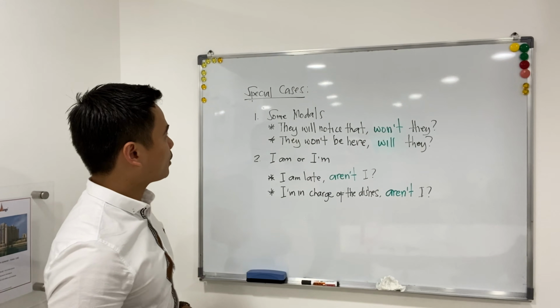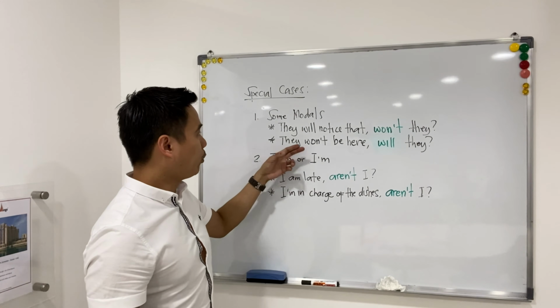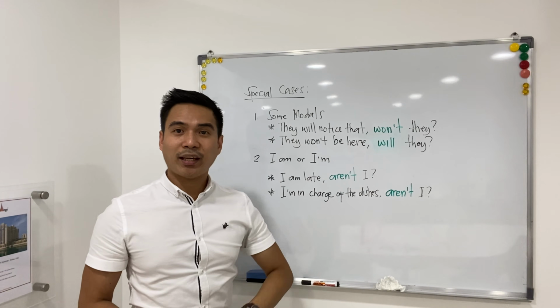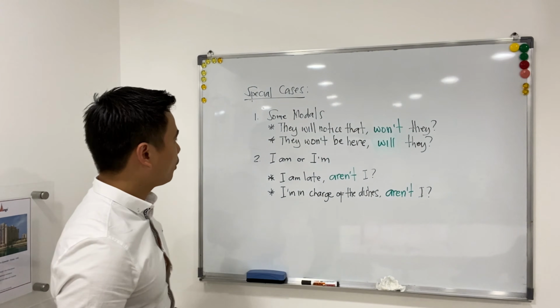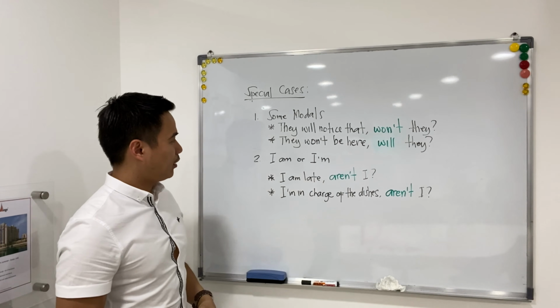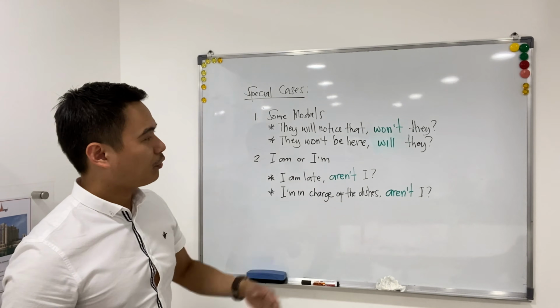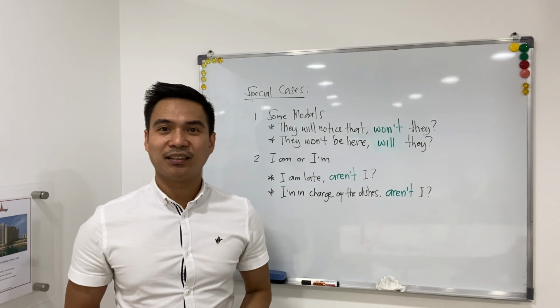There are also special cases for tag questions. For some modals, you will notice that, won't they? They won't be here, will they? So it has an irregular form. For I am or I'm, the tag question is aren't I? I am late, aren't I? I'm in charge of the dishes, aren't I?